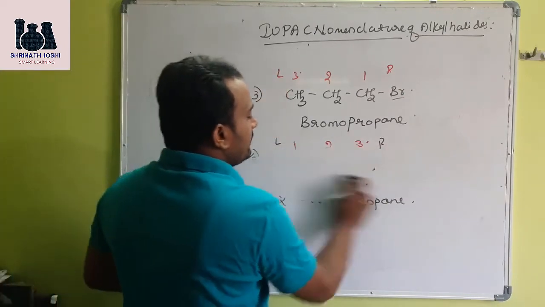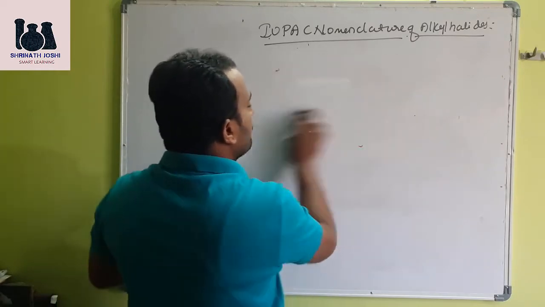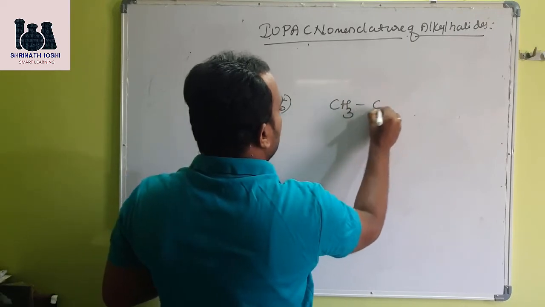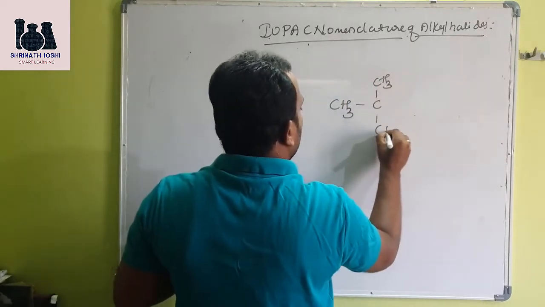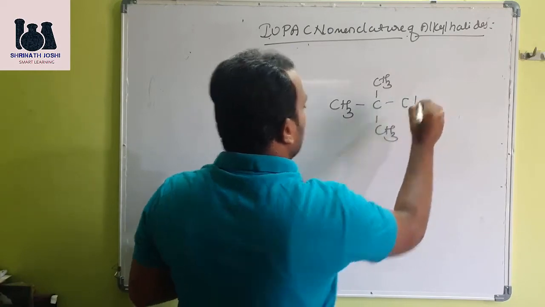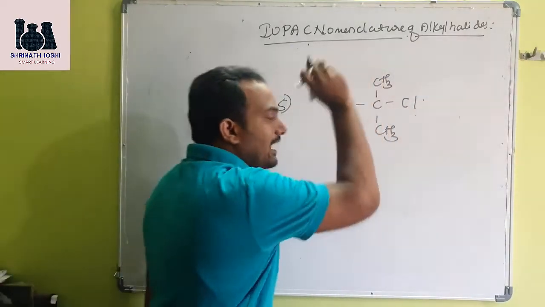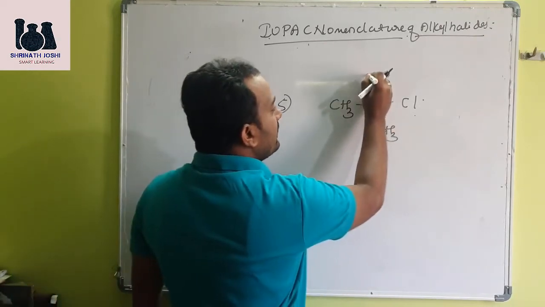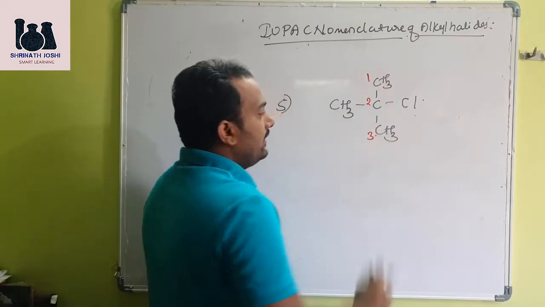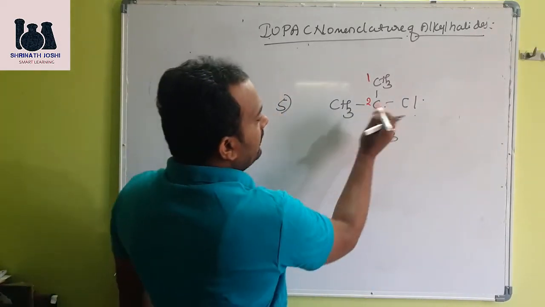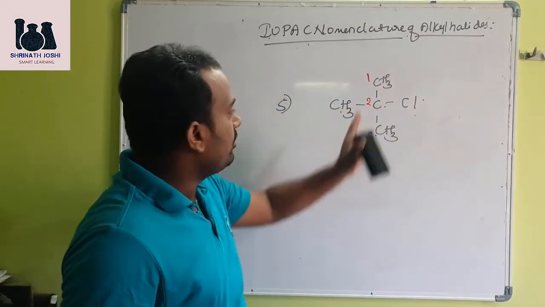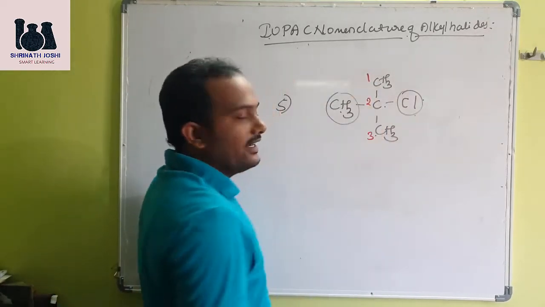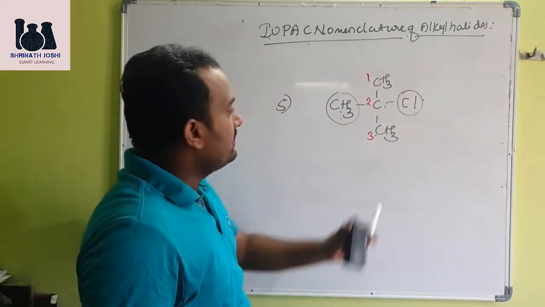Then moving on to the next one. Take the 5th example. CH3, C, CH3, CH3, Cl. Now, don't number all the carbon atoms. I told you to select the longest, the others will act as what? Substituents. In such a case, I will number 1, 2, 3. Am I right or not? If I number this as 1, 2, only 2 are there. I told you to select the longest. Longest is 3 carbon atoms. Now, these 2 will act as what? Substituents. CH3 means it is a methyl, Cl means it is a chloro.